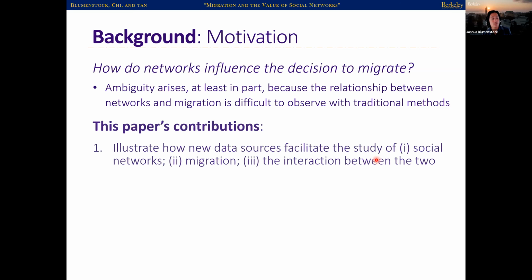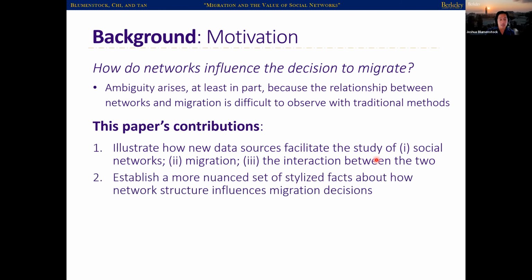And so what we do is really three things. First, show how new sources of data can facilitate the study of A, social networks, and B, migration, but C, really, and what the paper is about, is how the two interact. And what I'll do today is focus on the second bullet point, which is to establish a more nuanced set of stylized facts about how network structure relates to migration decisions.